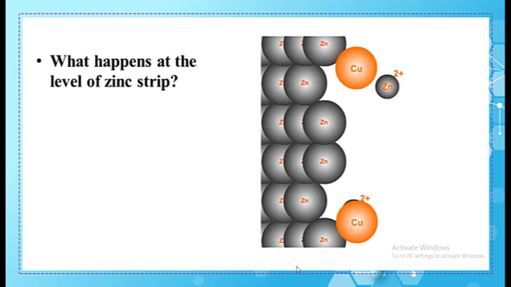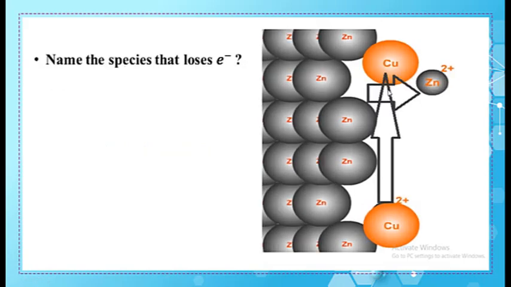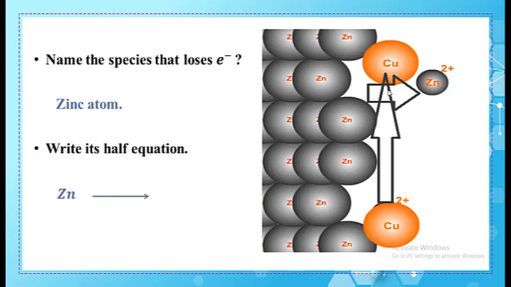To recall our information, let us repeat what happens at the level of the zinc strip. So, Zn atom loses 2 electrons and becomes Zn 2 plus ions that are dissolved in the solution. Name the species that loses electrons. So the one that loses electrons, as we said, is zinc atom. Write its half equation. It was zinc.